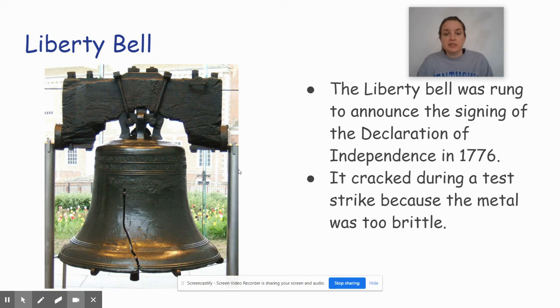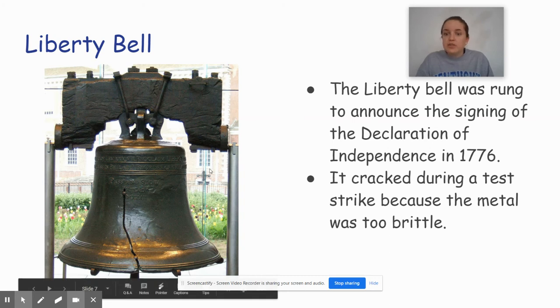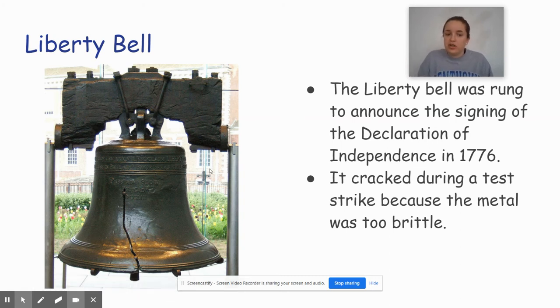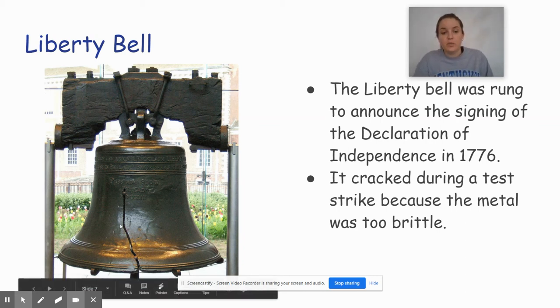The next symbol is the Liberty Bell. The Liberty Bell. They rang this big bell to announce the signing of the Declaration of Independence. That meant the United States had earned their freedom. That was a long, long time ago in 1776. Lots of first graders often ask, why is it cracked? It was cracked because the metal wasn't very strong, so when they tested it out, it cracked. And they tried to fix it many times, but it never got fixed. So that's one way you can kind of remember it when you see different pictures. The Liberty Bell does have a crack in it.